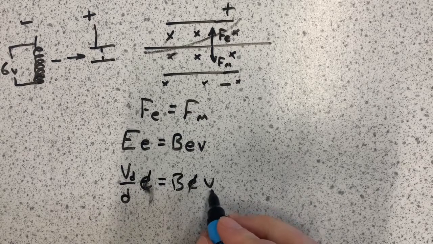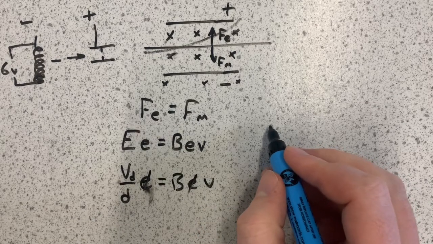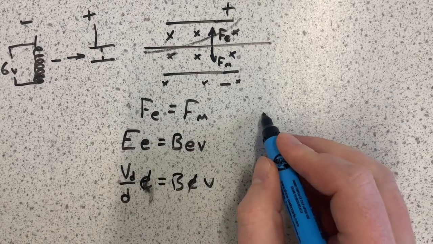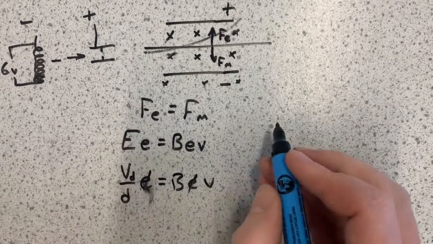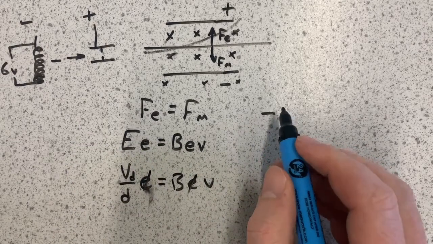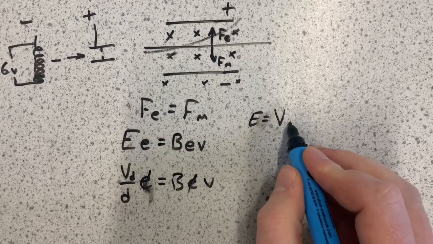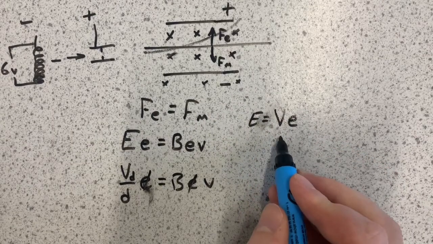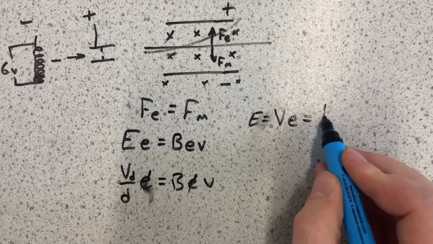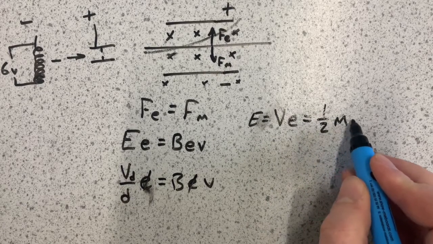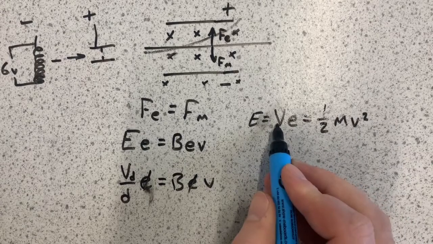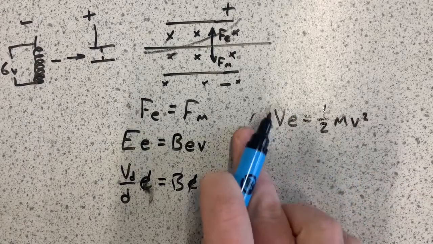But this v, the velocity of these electrons, well, the energy that we've given these electrons in the electron gun is going to be the potential difference. So energy is equal to potential difference times charge. That's the energy that they've been given, and that's all going to go into kinetic energy, so we can make that equal to a half mv squared. These v's are different, big V, little v.